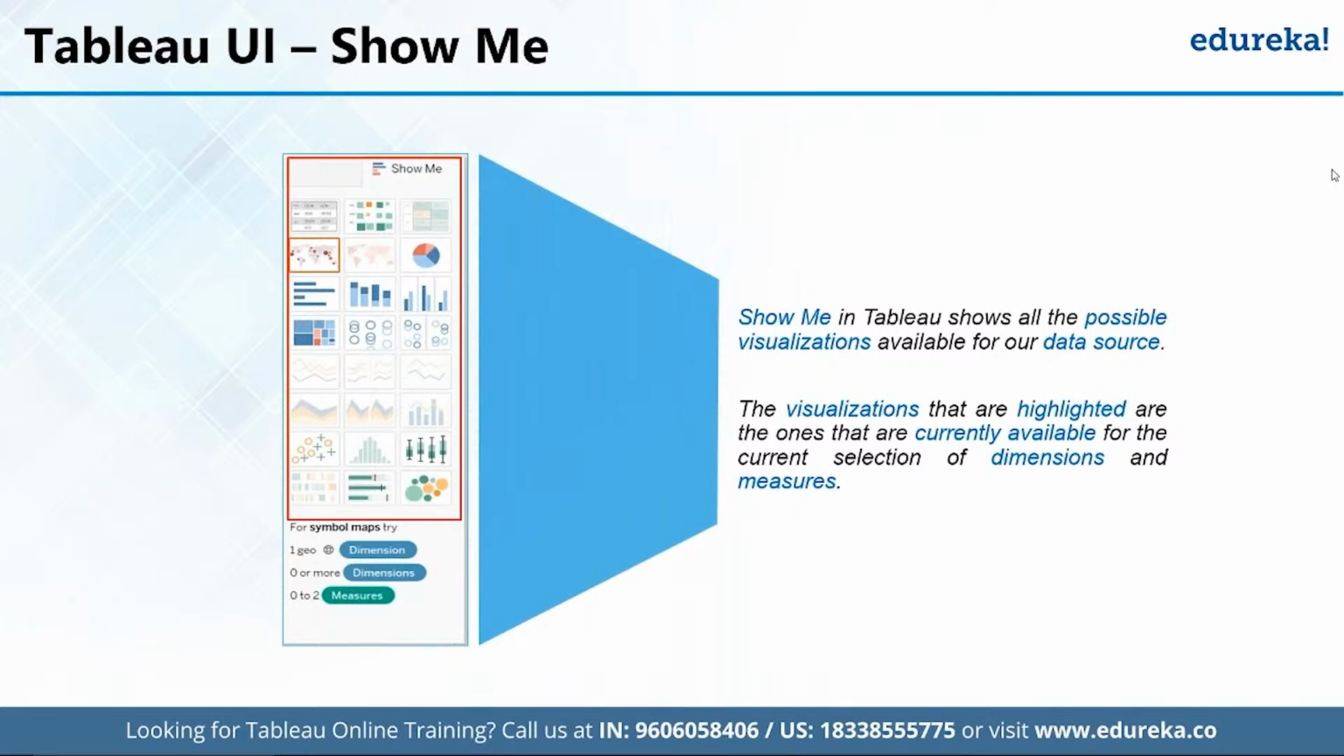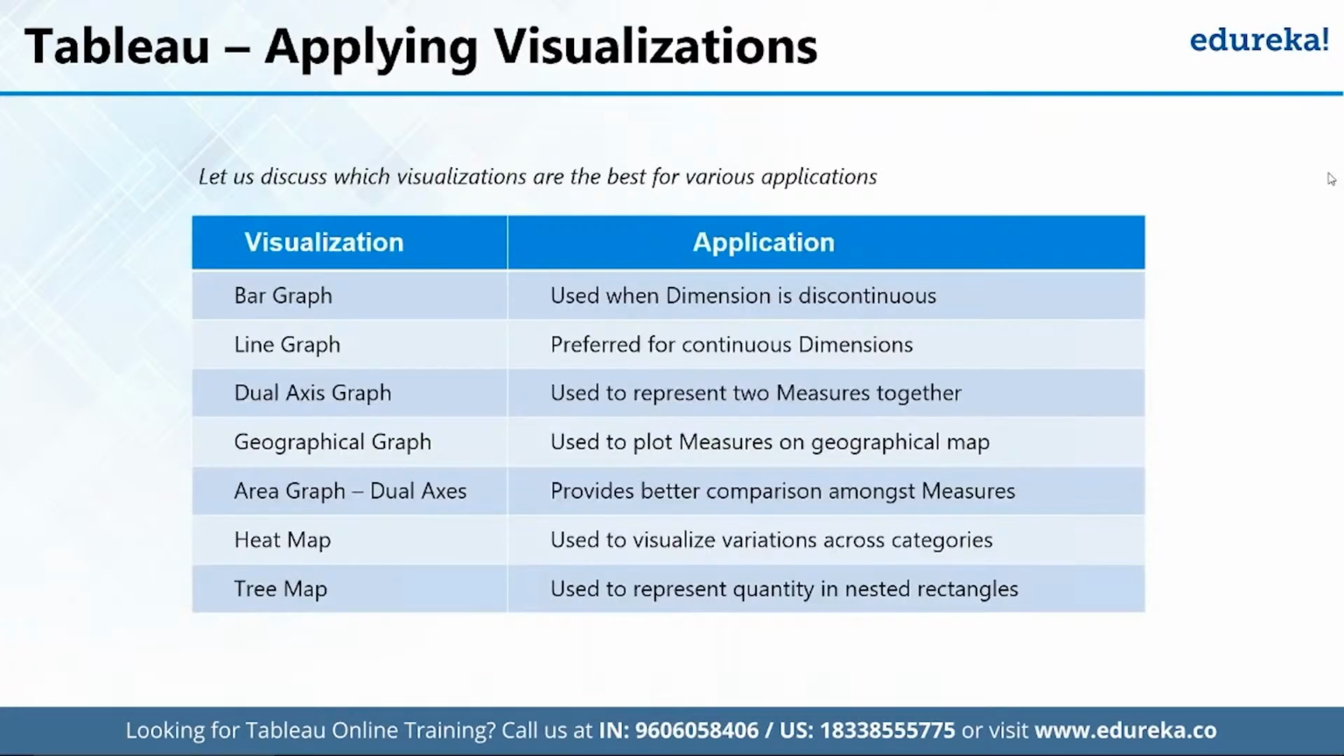And to see which graph to use where, we can use this visualization option, where we can use a bar graph. When the entire dimension is discontinuous, we can use the line graph, which is basically preferred for dimensions. Then we can use a dual axis graph, which is basically used to present two measures together. A geographical graph is used when we want to plot measures on a geographical map, an area graph or dual axis when we want to provide better comparison amongst measures, and a heat map to visualize variations across different categories.